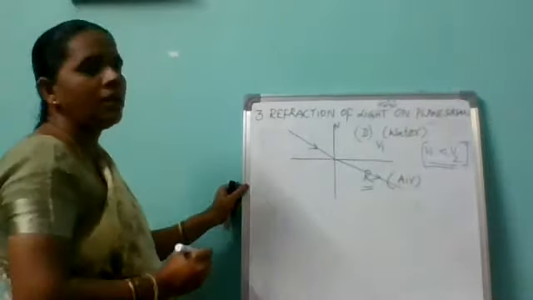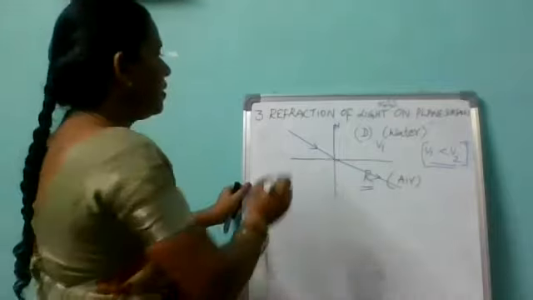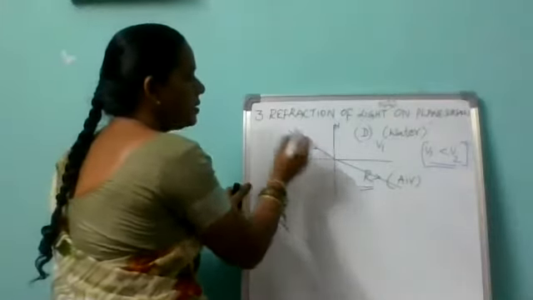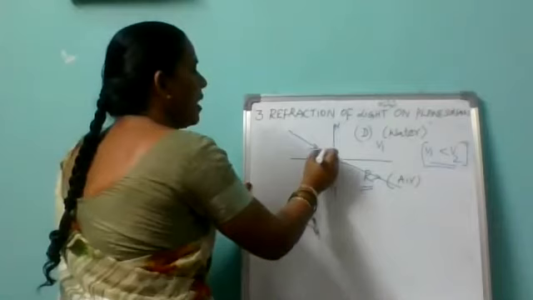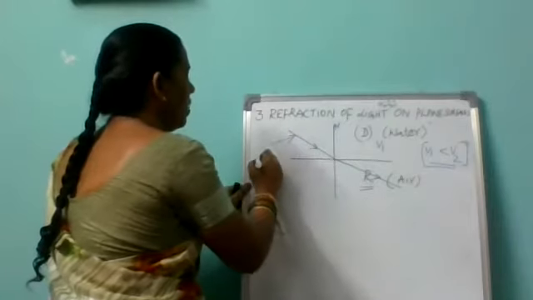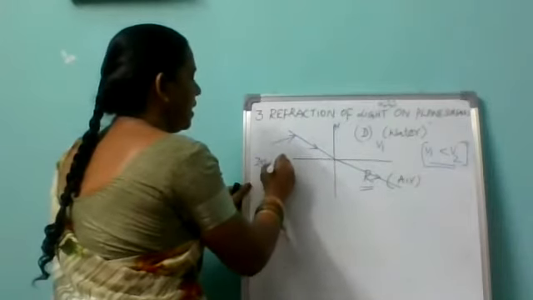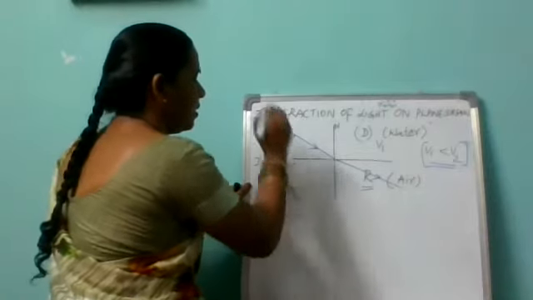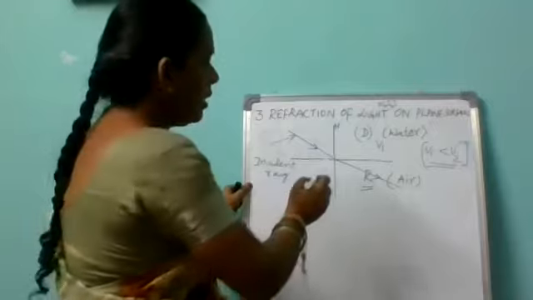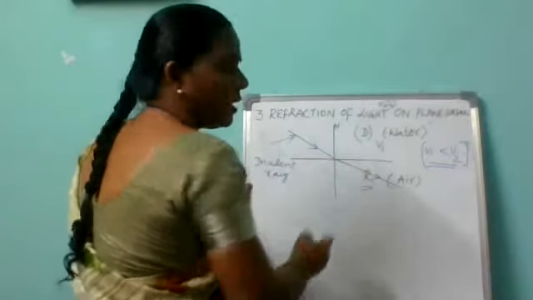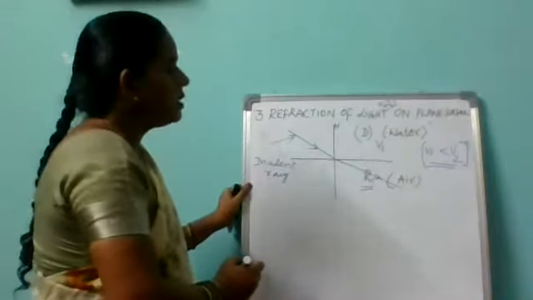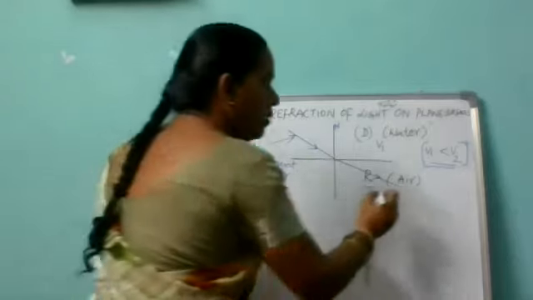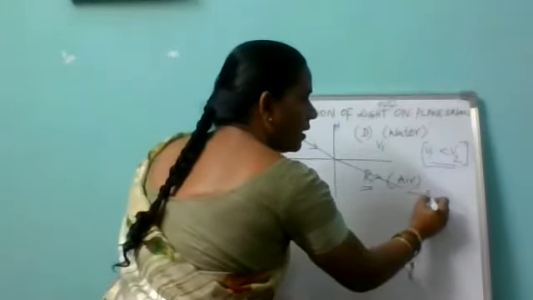And some more information I want to tell is the ray that is going to be incident on the surface, we call it as incident ray. The ray that is entering into the second media, which changes its direction, that we call it as refracted ray.